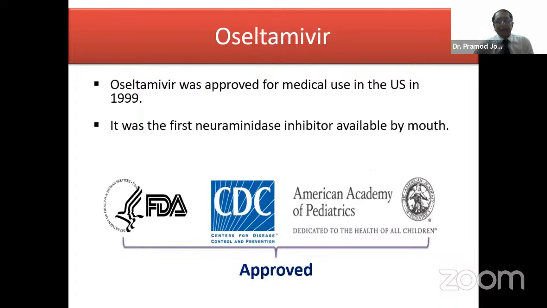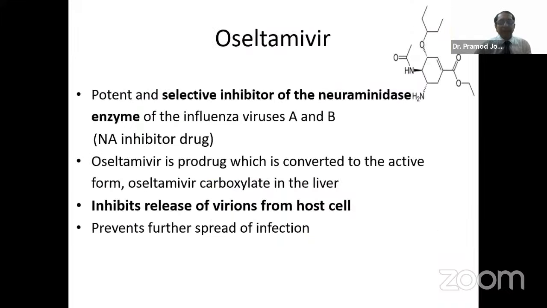A detailed discussion about oseltamivir is important because that is the only antiviral which is available, with us today. So it was approved for medical use in the US in 1999. It was the first neuraminidase inhibitor available by mouth, and it's a potent and a selective inhibitor of the neuraminidase enzyme of the influenza viruses A and B. And remember, oseltamivir is the prodrug which is converted to the active form, oseltamivir carboxylate, in the liver. It inhibits the release of the virions from the host cell and it prevents further spread of infection.